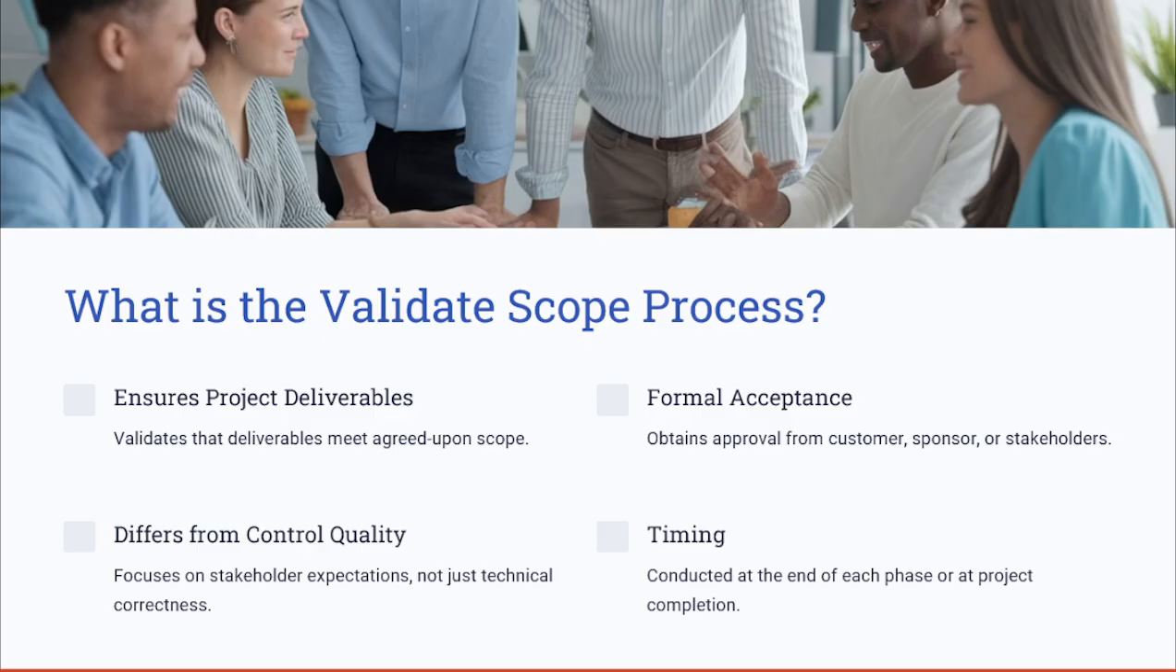For example, let's take a construction project which is aimed to deliver a new office building. Control quality ensures that the structure of that building is structurally sound, while validate scope ensures that it meets the agreed upon design, layout, and customer preferences.